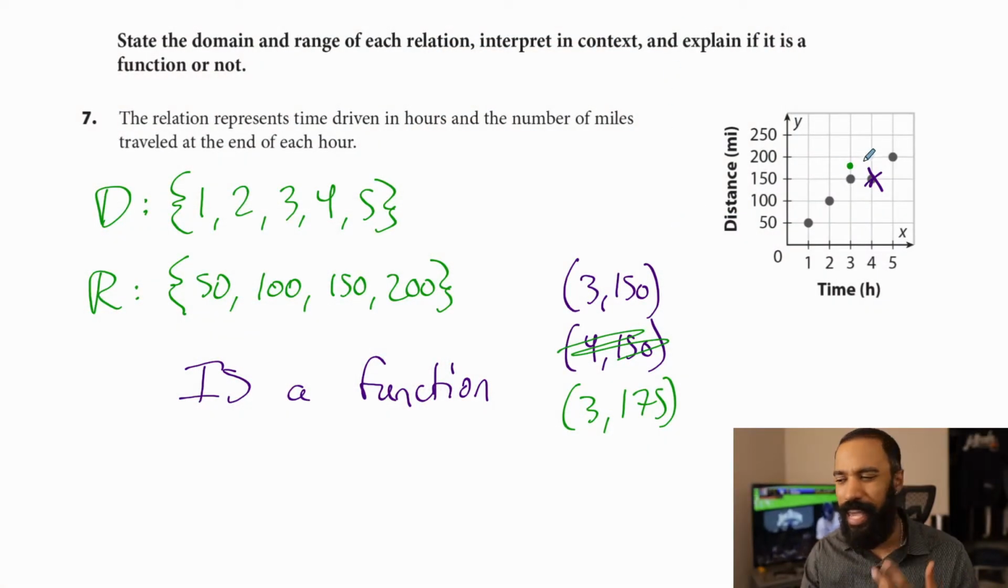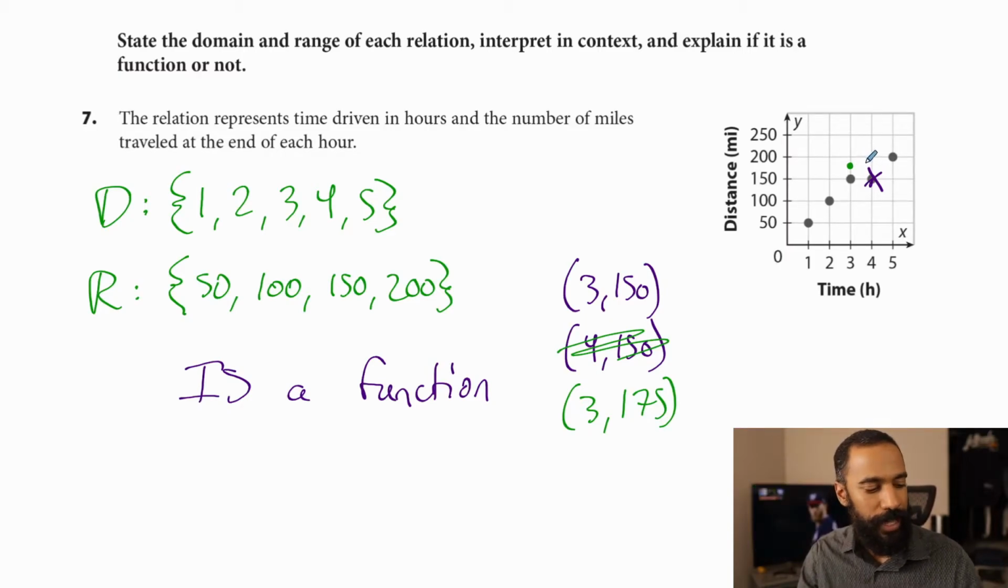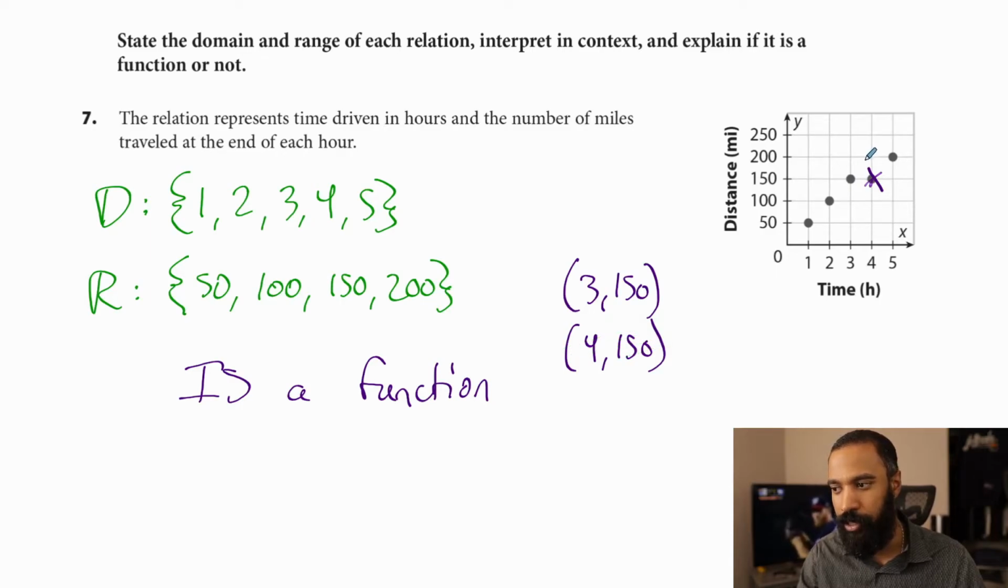Huh? At hour number 3, I'm 150 miles into my journey. Into hour number 3, I'm 175 miles into my journey. That doesn't work. You can't be in two places at the same time. That doesn't function properly. Something's messed up. You must be tracking a different car or a different parallel universe, right? This is a different scenario where this thing's occurring here. You can't have this. That doesn't function. This is not a function in this case. So you can't have multiple y's for the same x. That's the idea of functions for us.